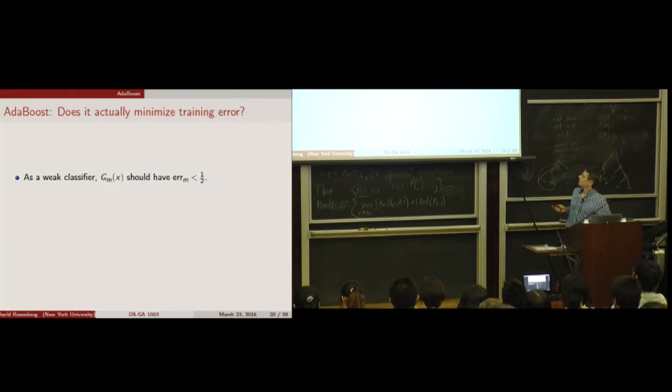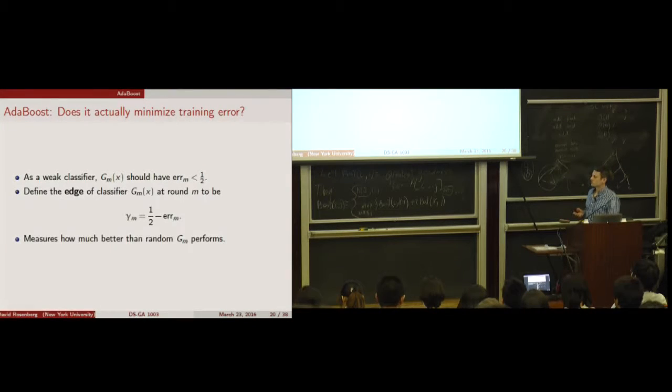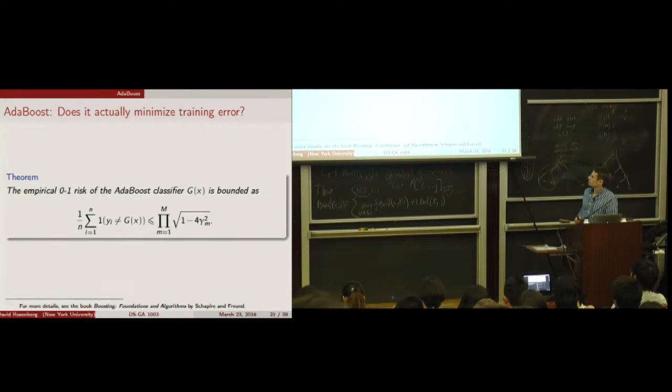All right. So here's what we need. We need it to be an actual weak classifier. So we need it to have weighted error less than a half. So we define this term called the edge. The edge of a classifier describes how much better than random it is. So it just takes a half minus the error. So now we want a big edge. Big edge is good. Big error is bad. So this is measuring something like how much better than random G_m is performing.